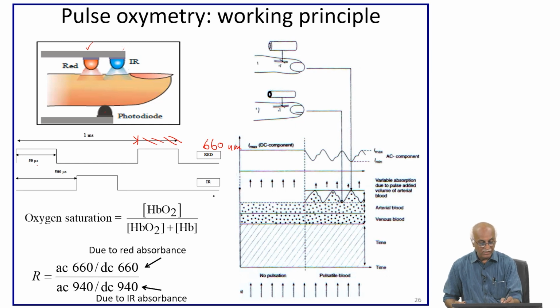Similarly, the infrared light is phase shifted in such a way that, from this red pulse, every 500 microsecond there is an infrared pulse. So within 1 millisecond, at a repetition rate of 1 kilohertz, we are capturing one signal every 1 millisecond, for both of these two signals.